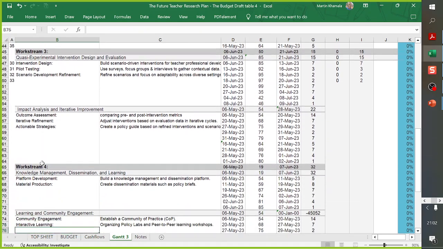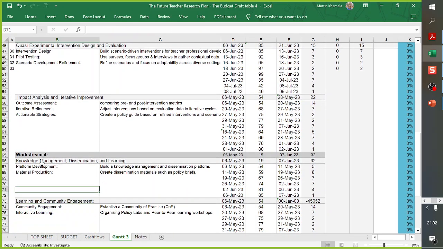Workstream 4 is where, again, I'm just speaking on behalf of Katune, but I also share his opinion, we will now do what we're calling platform development and material production. This is under what we're calling knowledge management, dissemination, and learning. We can discuss that. The platform really is a means by which we can create a forum for implementing what we are saying is the solution.